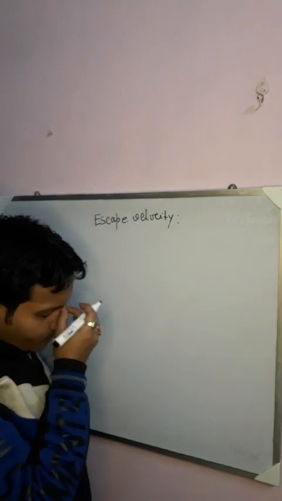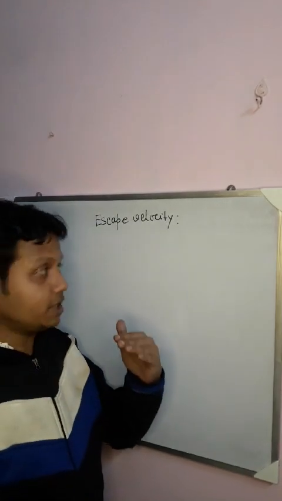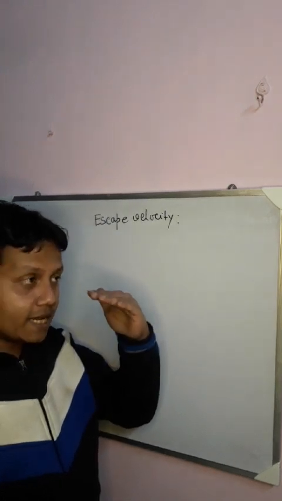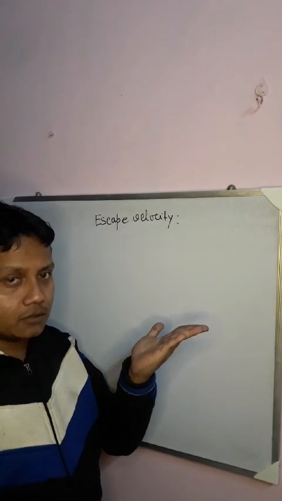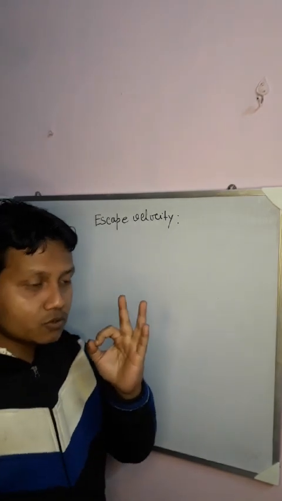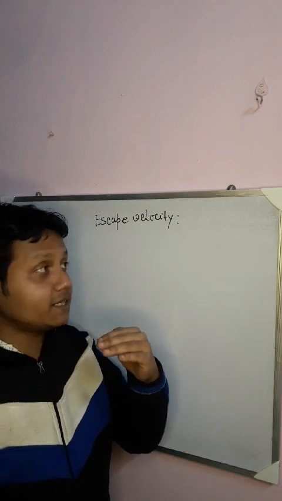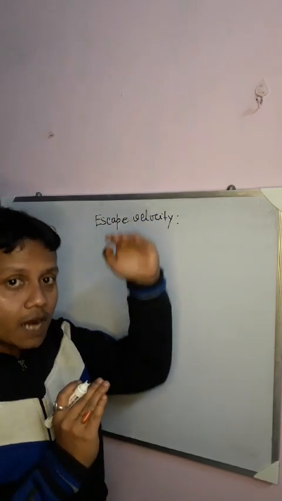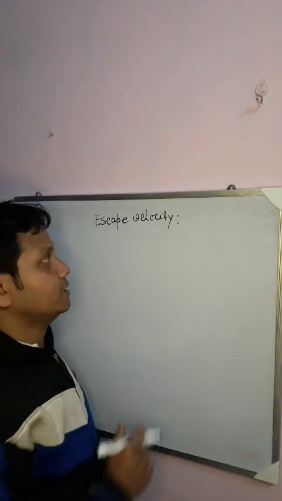It is the minimum velocity with which an object or a body is projected so that it can leave the gravitational pull of Earth, or any other planet. So the minimum velocity with which a body is projected so that it can leave the gravitational pull of Earth or any planet is called the escape velocity of that planet.